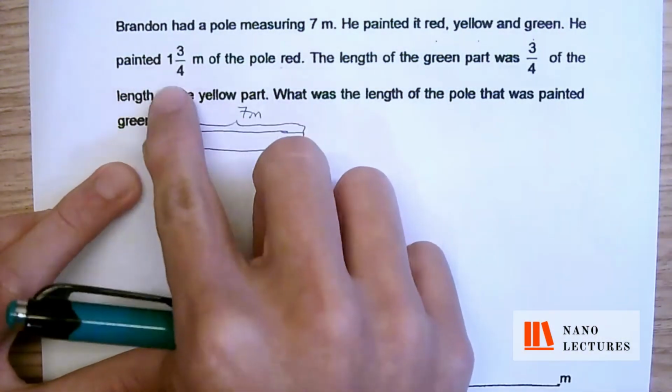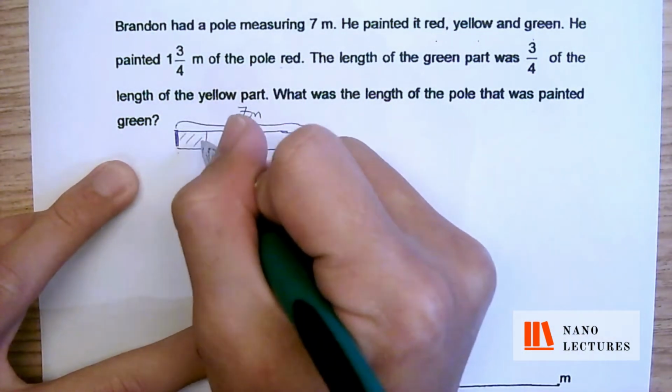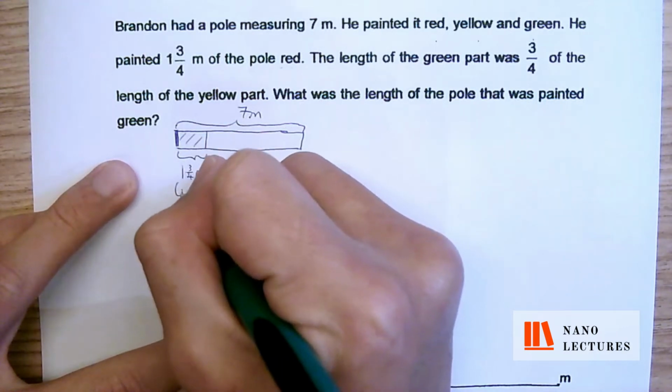He painted 1 3/4 meters of the pole red. Maybe it's about this much, so I'm going to shade it. This is about 1 3/4 meters. I'm going to put a bracket: red.